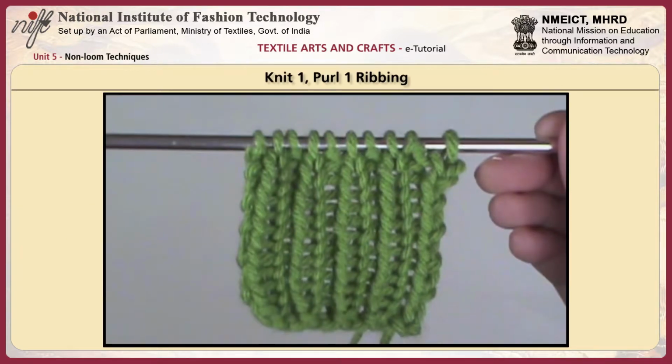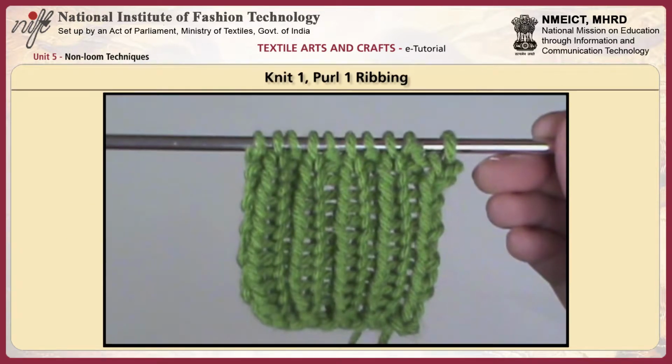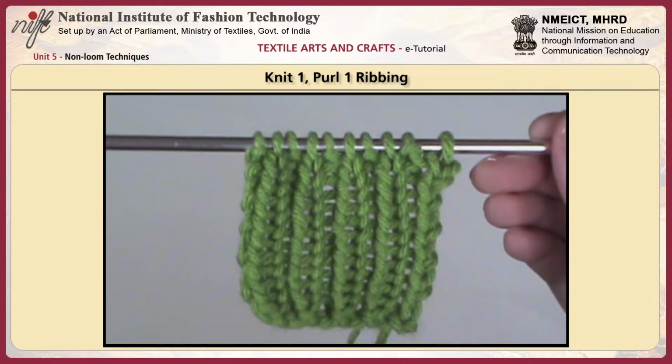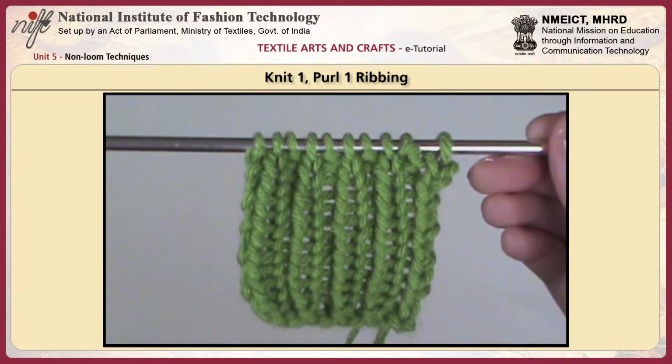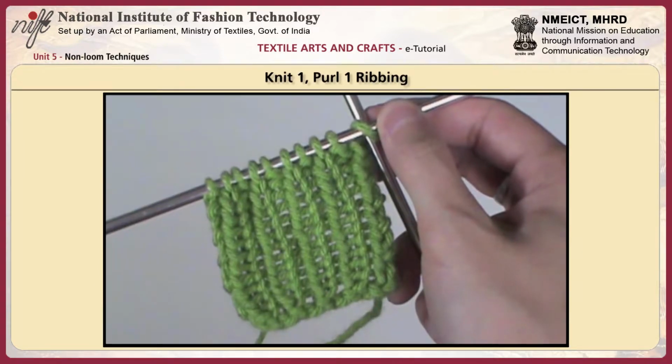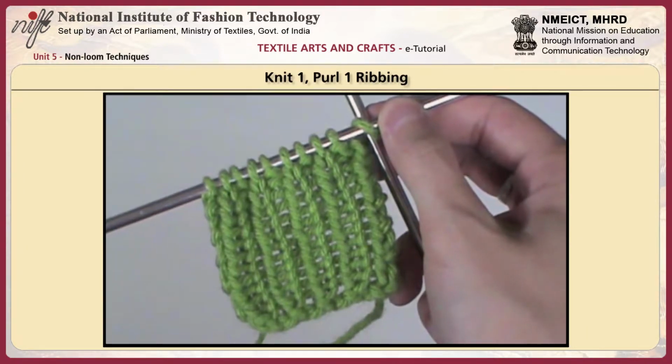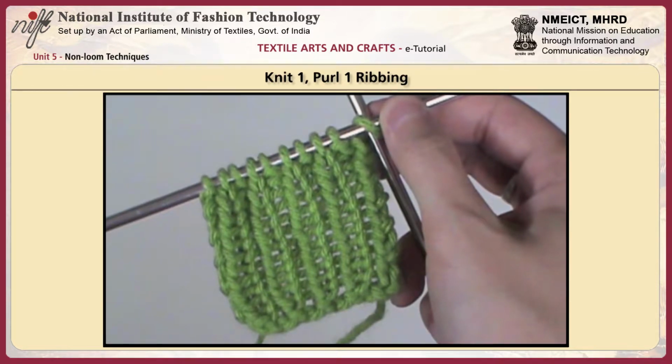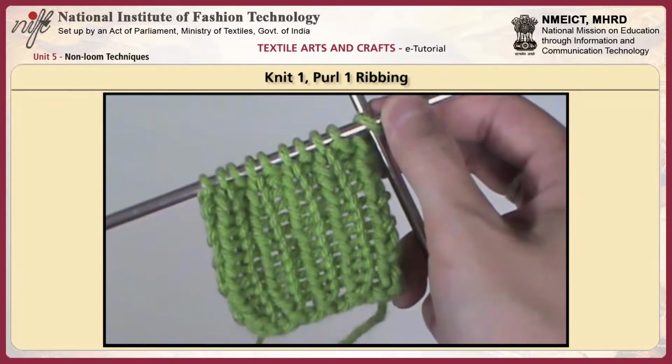Hi everyone, today I'm going to be showing you how to do a basic knit one, purl one rib. This particular pattern is very popular and is used a lot of times in shaping, in making cuffs, or just some type of stretchable fabric. So once you learn this stitch, you will find that you actually use it a lot in your future projects.